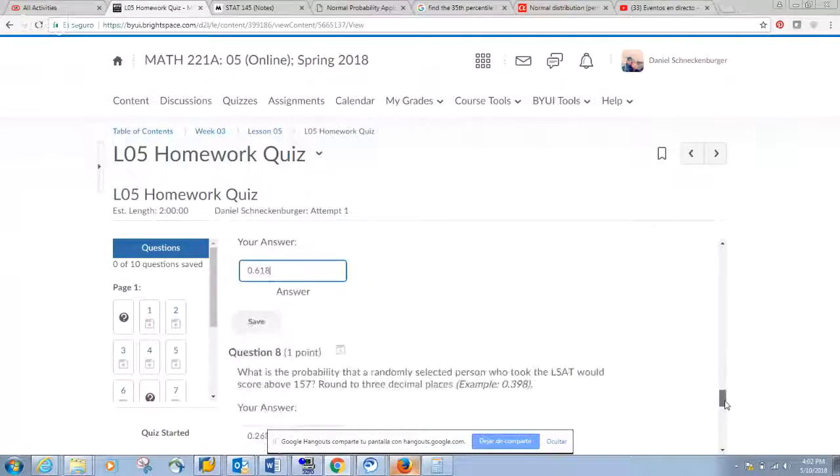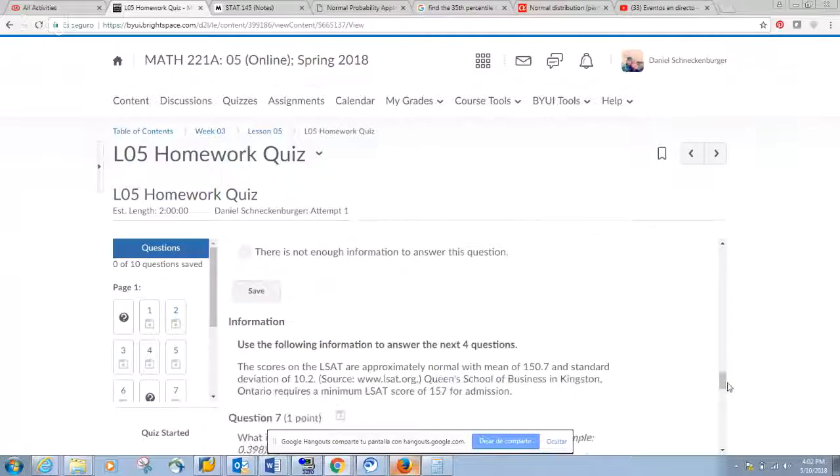Okay, wait. If one standard deviation is 6.4, right? Is that what it is? Standard deviation 10.2, yeah. Then we need to figure out what 0.4538 is.